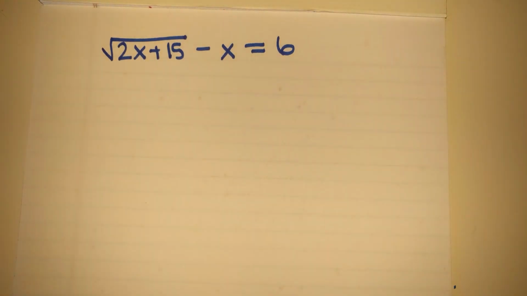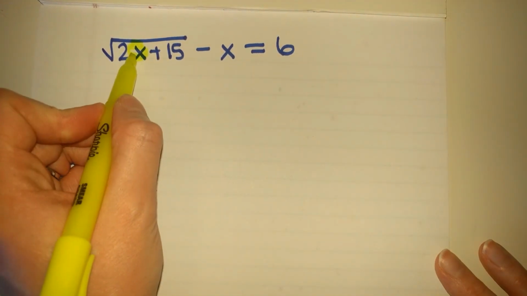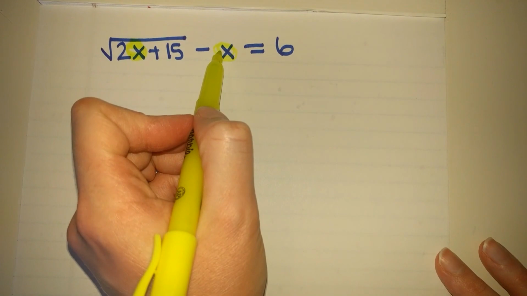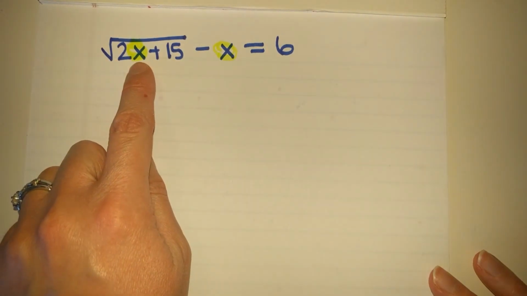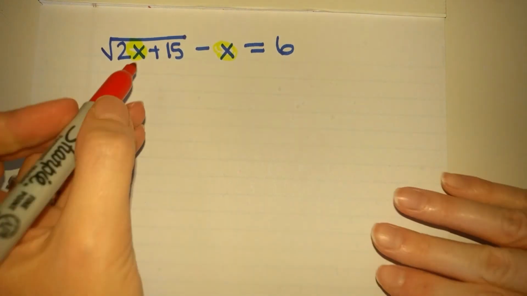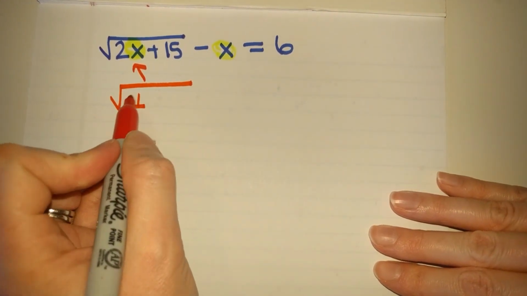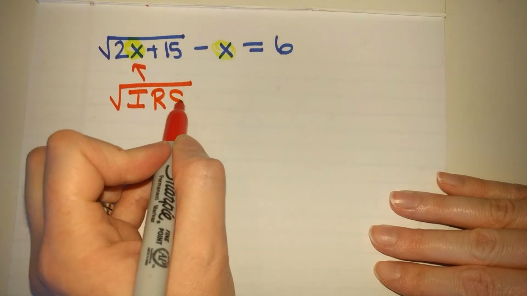So when you look at this question, you're trying to find x. You see that x is underneath the radical and x is outside of the radical. So that means we have a radical equation because x is underneath the radical. And so we know we are going to go through our process of isolating the radical, raising, solving, and then checking.